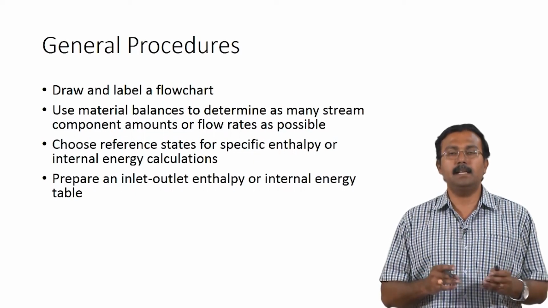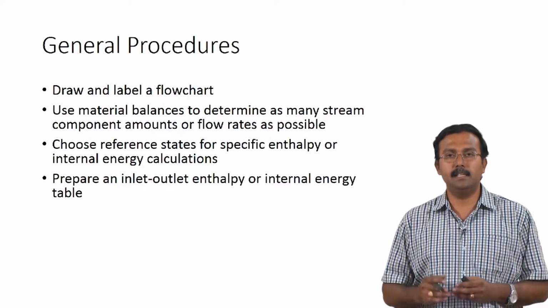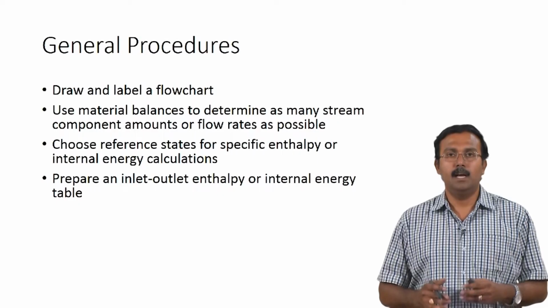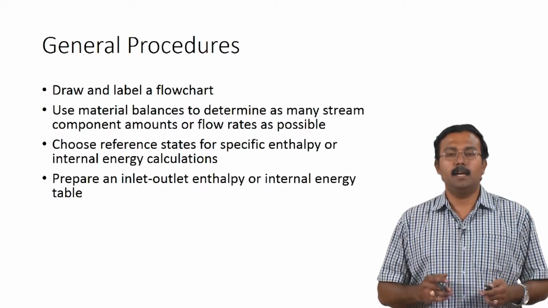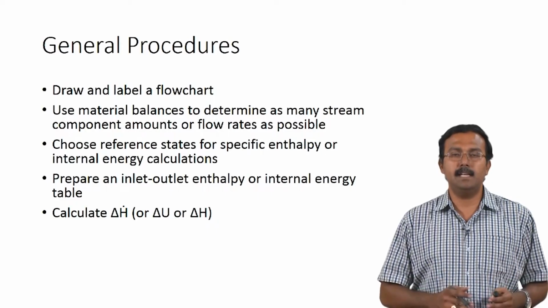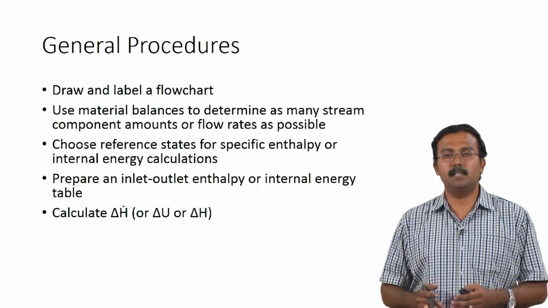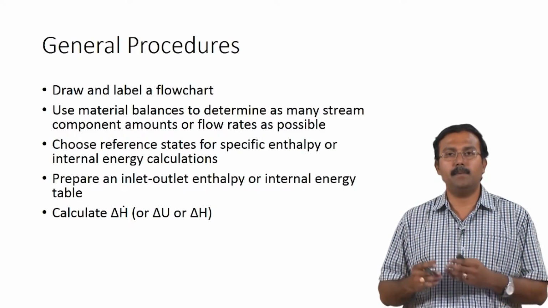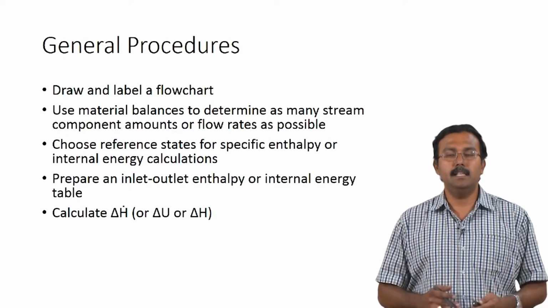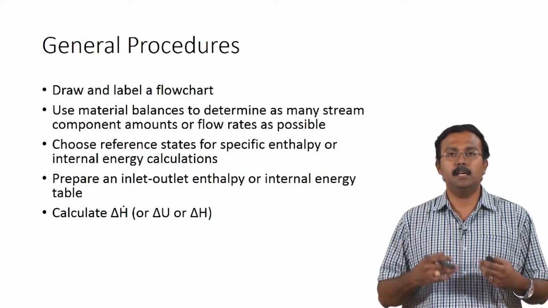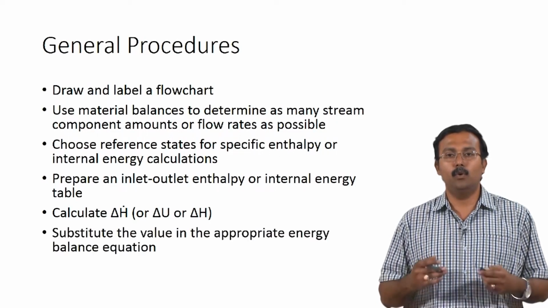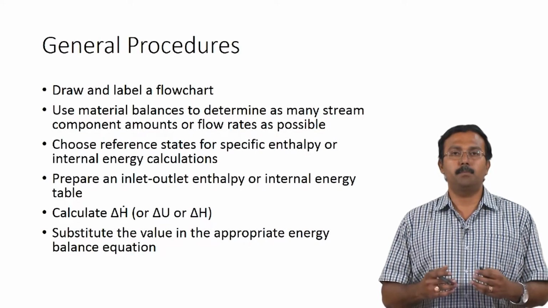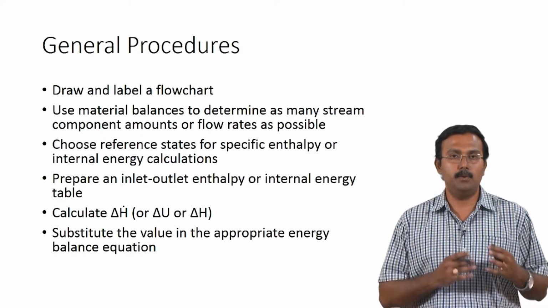Then we will prepare the inlet and outlet enthalpy table or the internal energy table. So, where we will try to identify which terms will go to 0 and which would be non-zero terms, and then we will be calculating the total change in specific enthalpy or the total change in specific internal energy, and finally convert them into change in total enthalpy and total internal energy, and these values will be used in the general energy balance equation for the open or closed system to perform the energy balance to get the parameters which we are looking for.